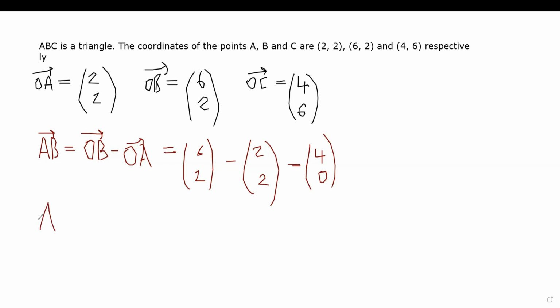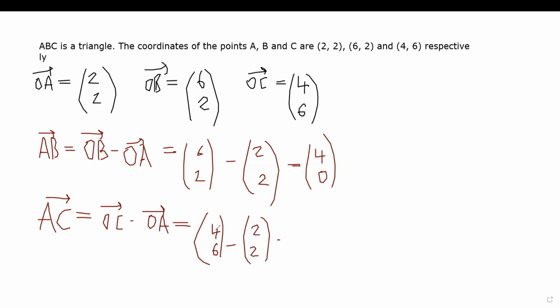Next thing they want is vector AC. All right, so now we need to find vector AC. Vector AC is vector of the last minus vector of the first. So vector AC is OC minus OA. So vector AC is going to be equal to OC, which is (4, 6), minus vector OA, which is (2, 2). Just one check, did I do it right? 4 minus 2 is 2, and then 6 minus 2 is 4. So that's vector AC. This is vector AB, and this is vector AC.